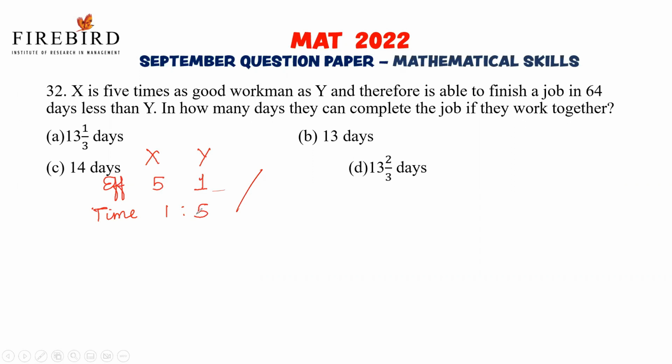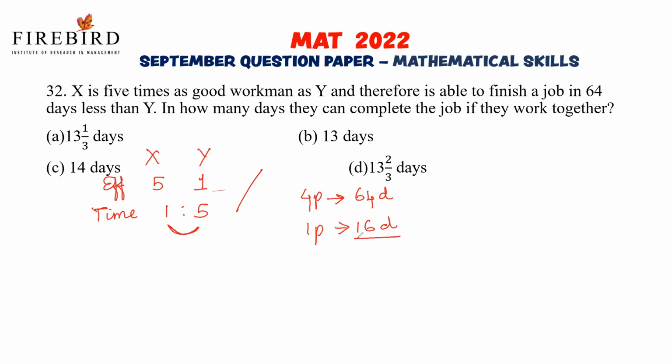And therefore x is able to finish a job in 64 days less than y. So the difference between both the values in the ratio is what? 4 parts. So 4 parts makes 64 days, and one part will be what? To complete one part, they have to take 16 days. Okay, if one part is 16 days.